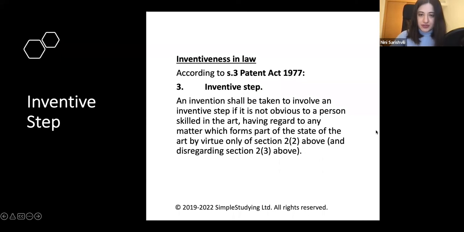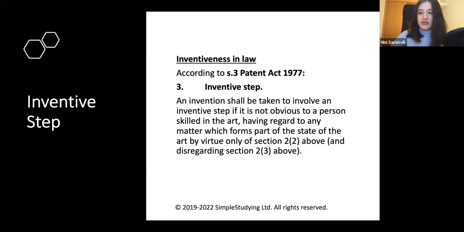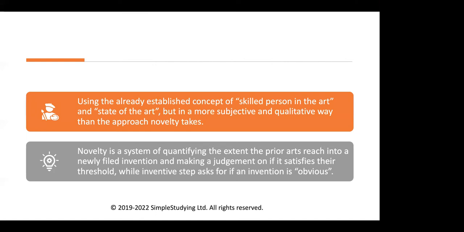Inventive step, section 3. An invention shall be taken to involve an inventive step if it is not obvious to a person skilled in the art having regard to any matter which forms part of the state of the art by virtue of only section 2 and above, disregarding section 3. Therefore, for the application of section 3, we need to apply the person skilled in the art test. And the person skilled in the art test was clarified in case law.